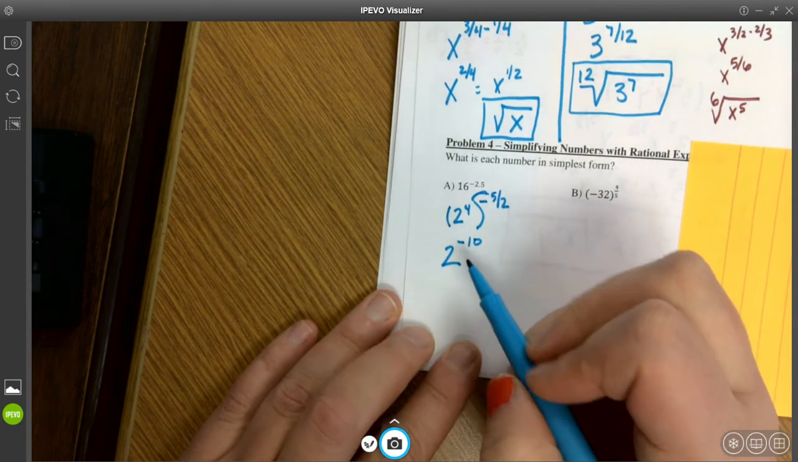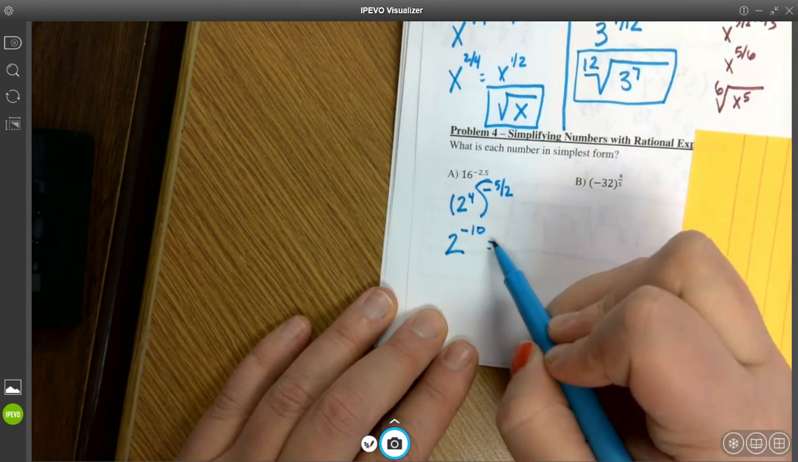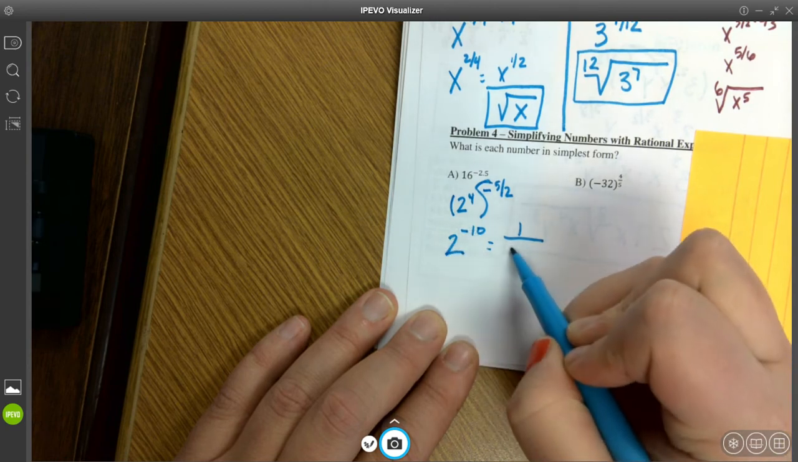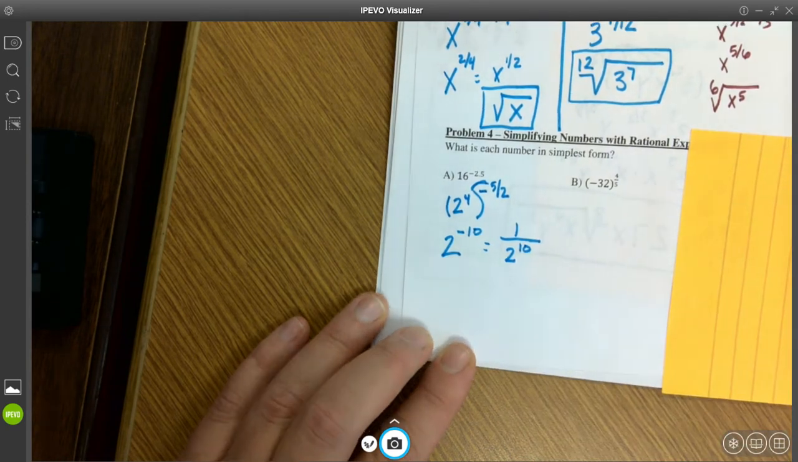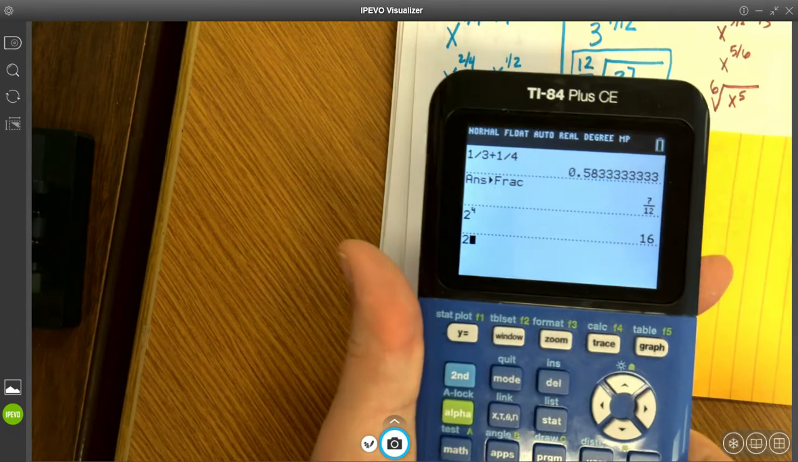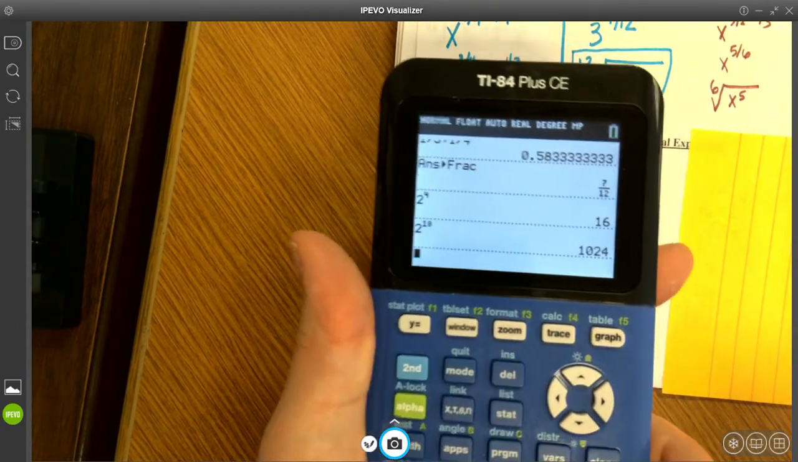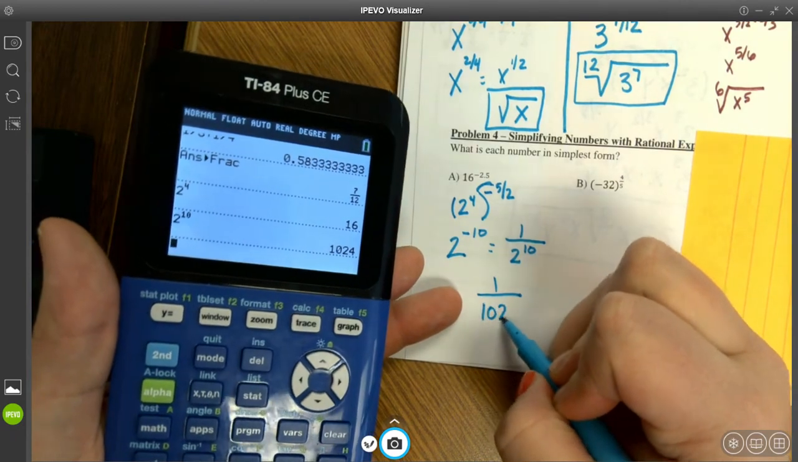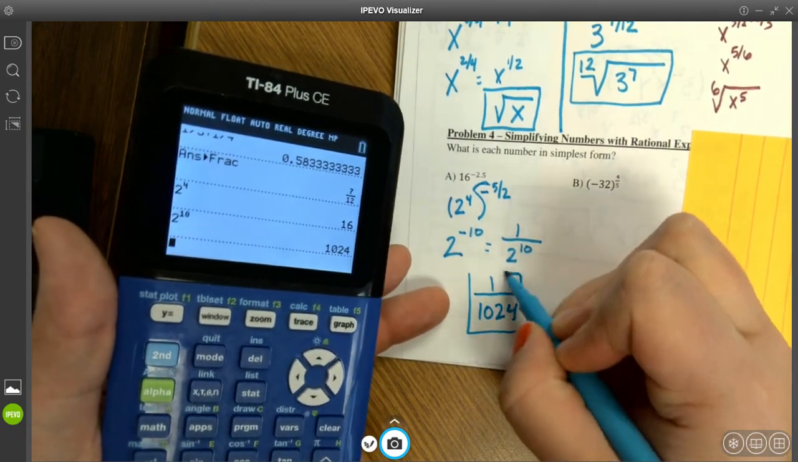Now I should rewrite this. If it's a negative exponent, that whole base and everything with it goes to the bottom. And depending on how big this number is, let's see. I mean, that's not that big. So my final answer would be 1 over 1,024.